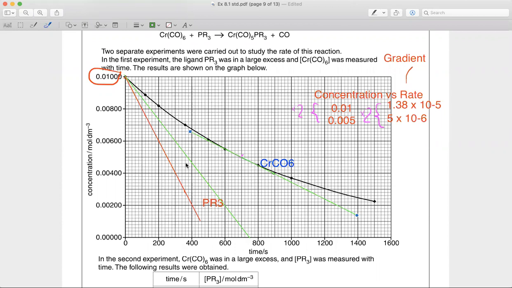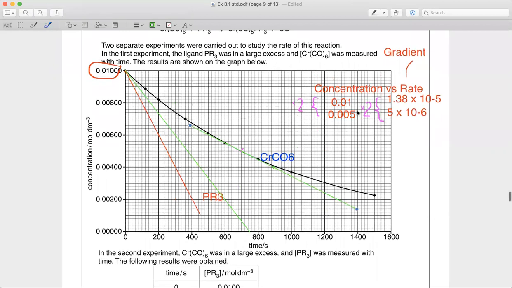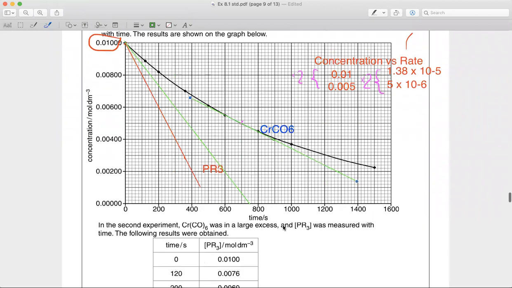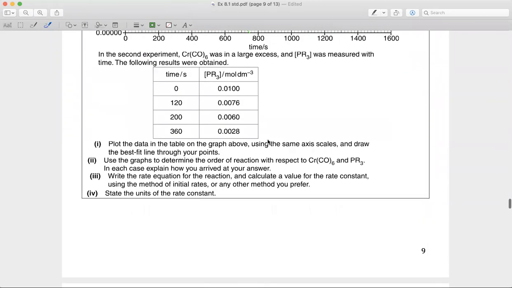I'll leave you to do the second method later because we only have less than 10 minutes. So I'm just going to finish off this question. Write the rate equation for the reaction and calculate a value for the rate constant. So write your rate equation: rate equals k times the concentration of your chromium complex to the power of 1.